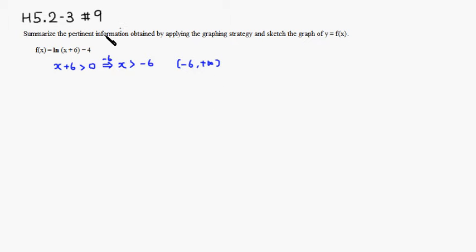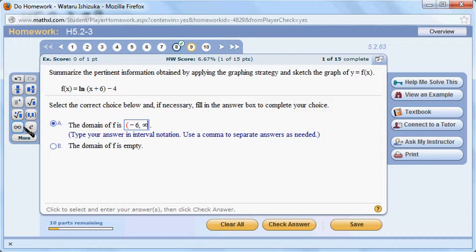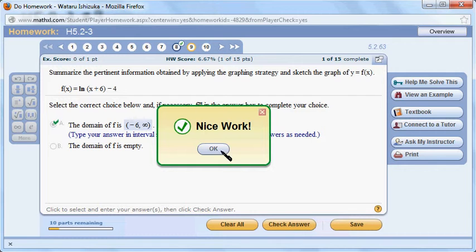So let's type it in. Domain is negative 6 and positive infinity, with parentheses. So check that. Got that.